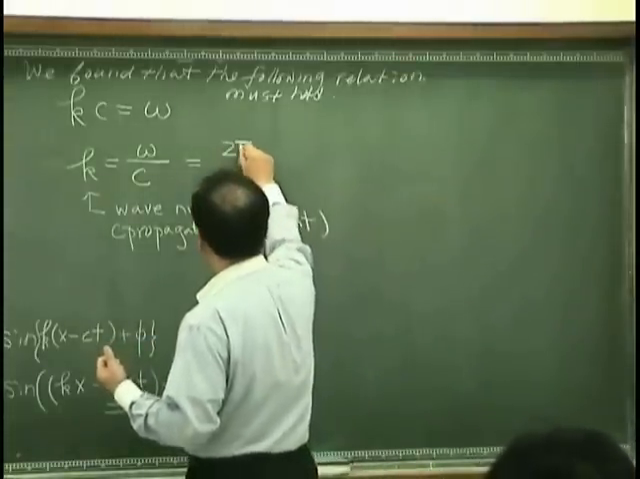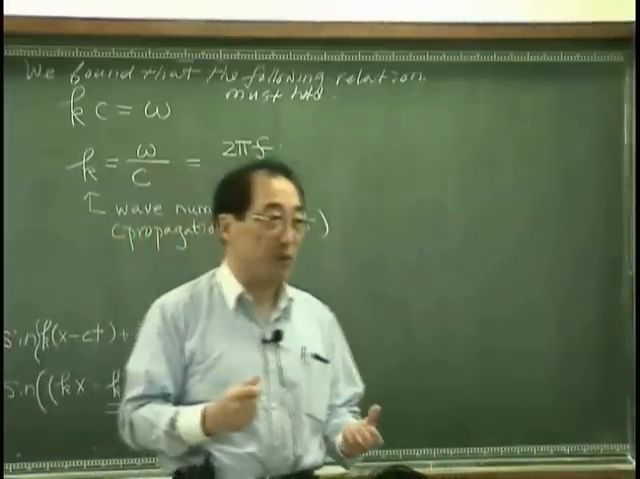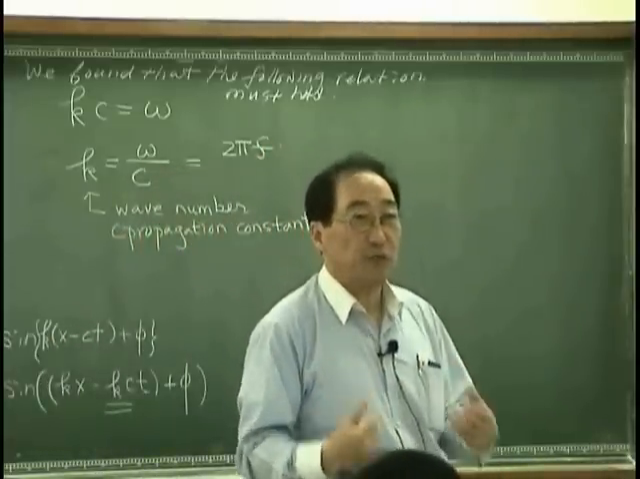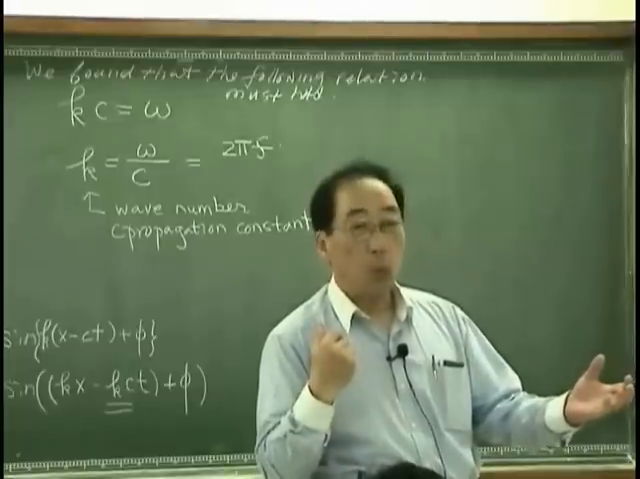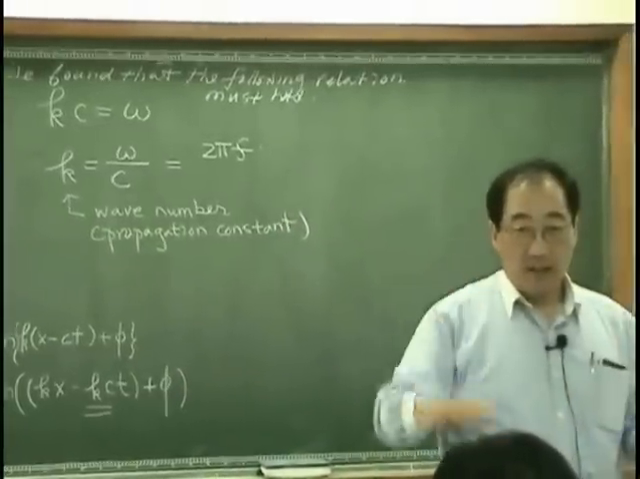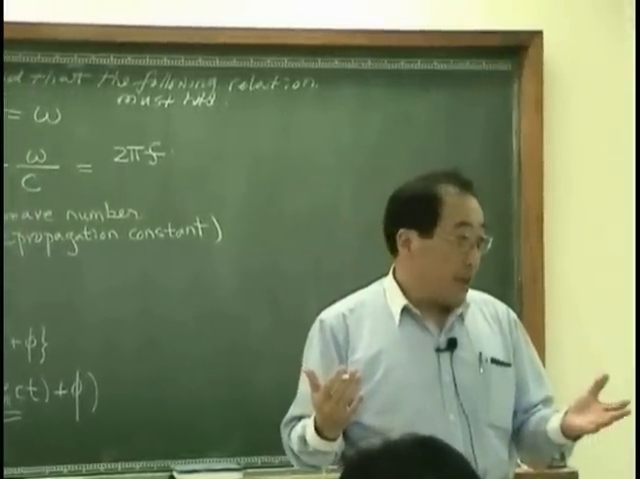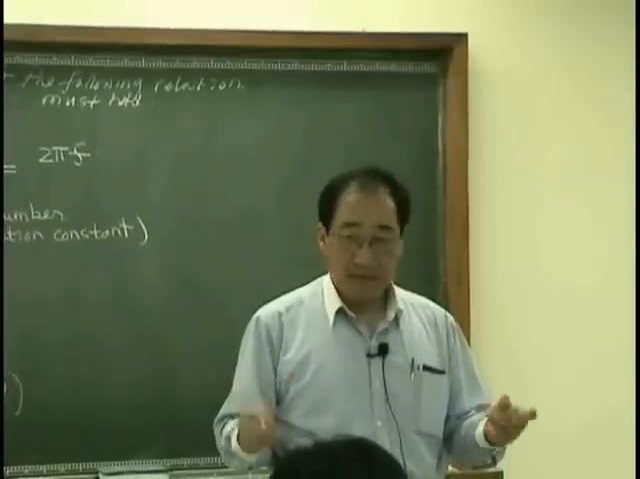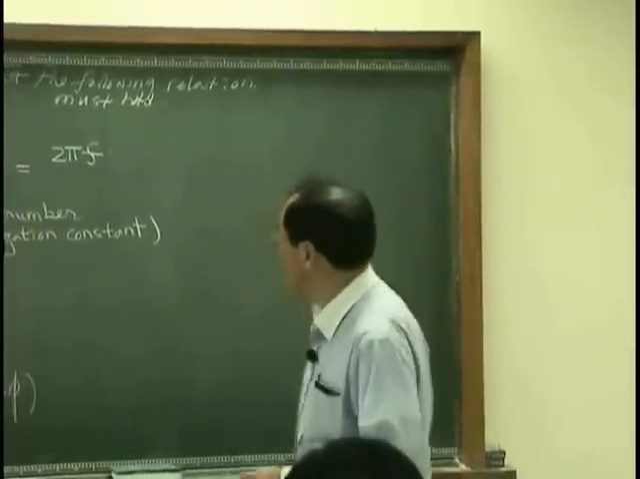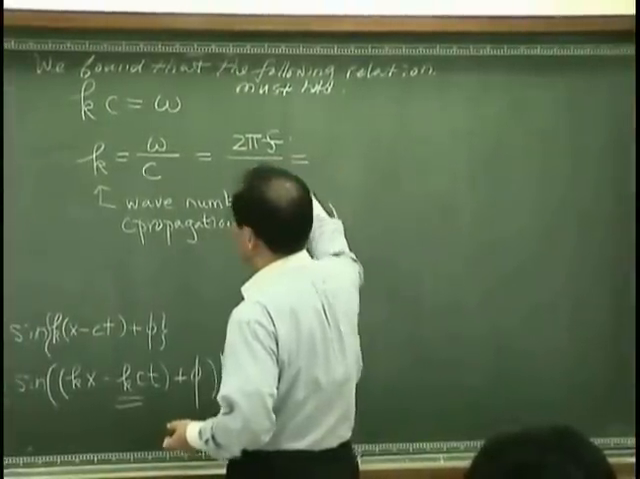So omega equal to 2 pi f. The f is the frequency, cycle per second, hertz, that we can feel. 1 kilohertz, we can feel it. 1 hertz, we can feel it. 2 pi radian per second. Not easy, okay? And then C. Still, it's not easy to feel.